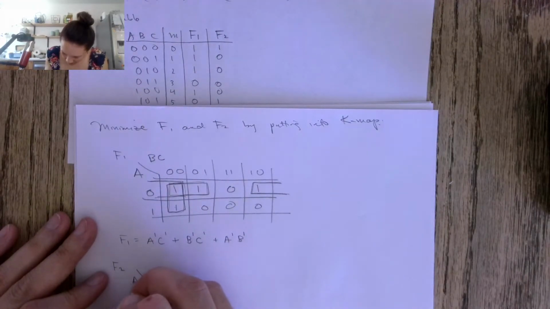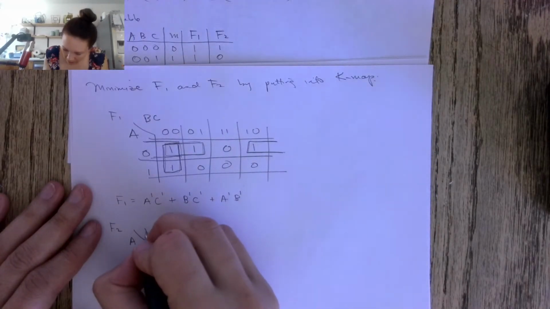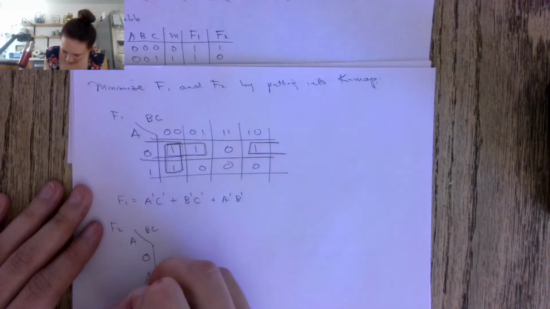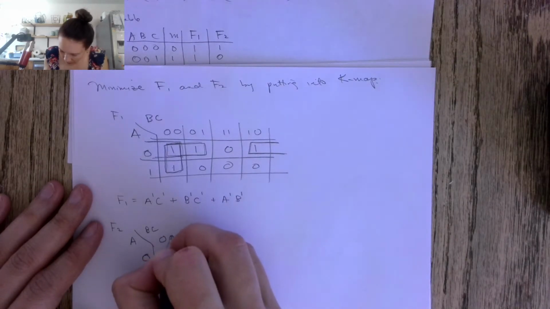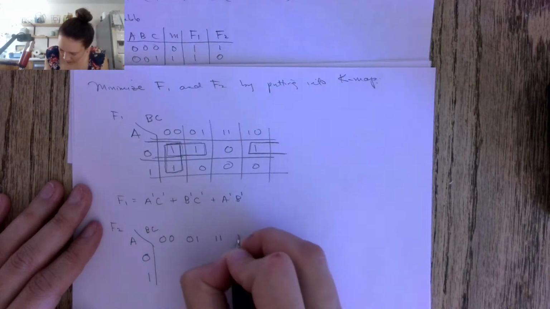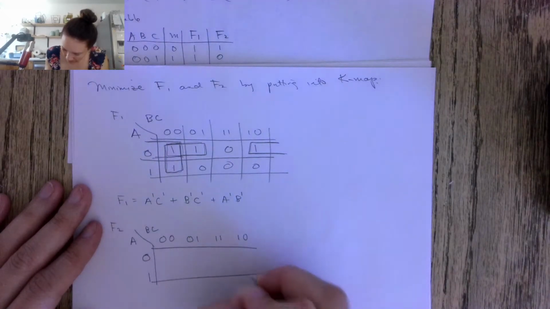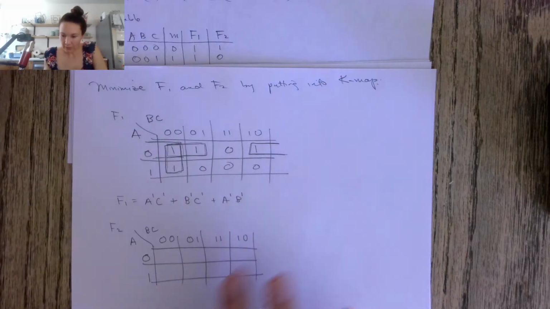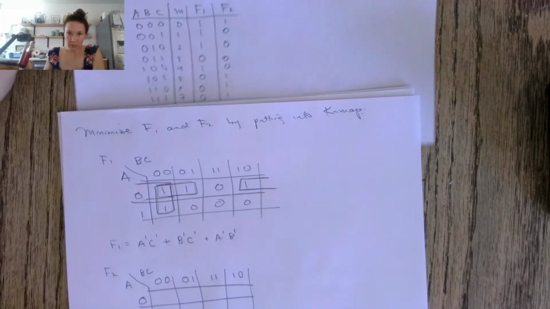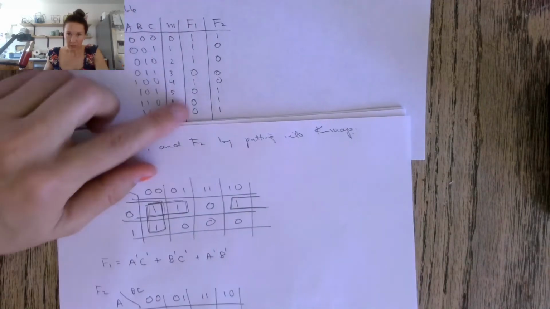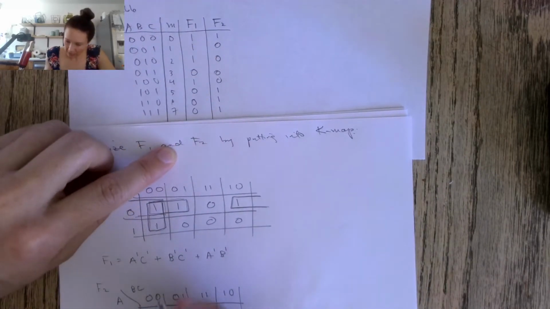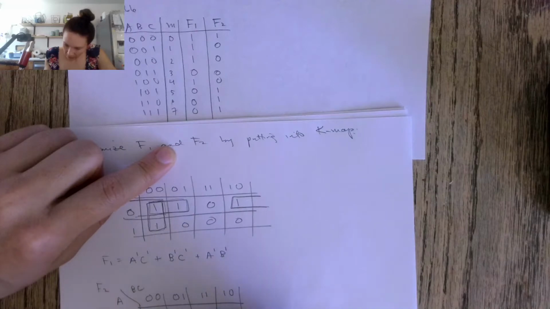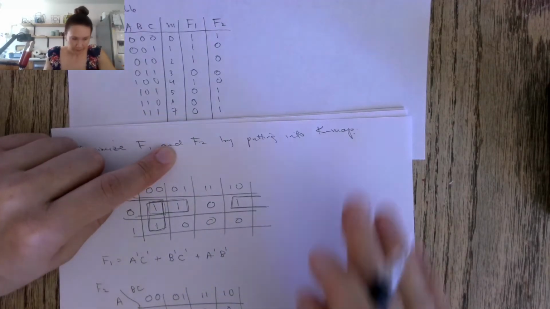My F2 Kmap, I'm going to put A here, and I'm going to put BC inputs here. So A can be 0 or 1. BC can be 00, 01, 11, 10. That's my gray code. And I look at my entries in my F2 column this time, these ones here. So this is going to be 1, 0, 0, 0, 0, 1, 1, 1. Okay, great.